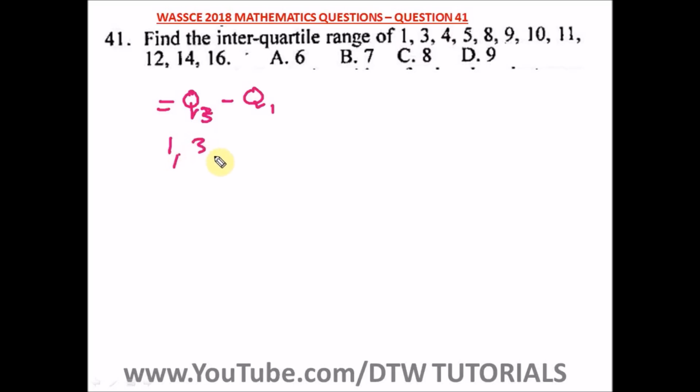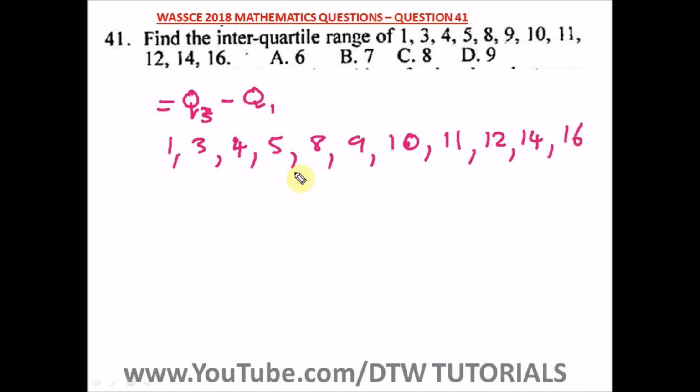So we have here 1, 3, 4, 5, 8, 9, 10, 11, 12, 14, and 16. So how many numbers are these? Is this an even set or an odd set of numbers? We have 1, 2, 3, 4, 5, 6, 7, 8, 9, 10, 11. So this is an odd set of numbers. The next thing we have to do is find the median of this set of numbers. To get the median is to find the middle number, the number that falls in the middle of the set, which is 9. So we have 5 numbers here and 5 numbers here.